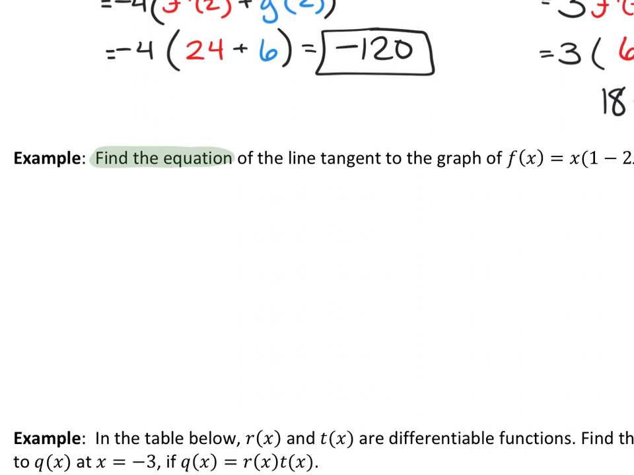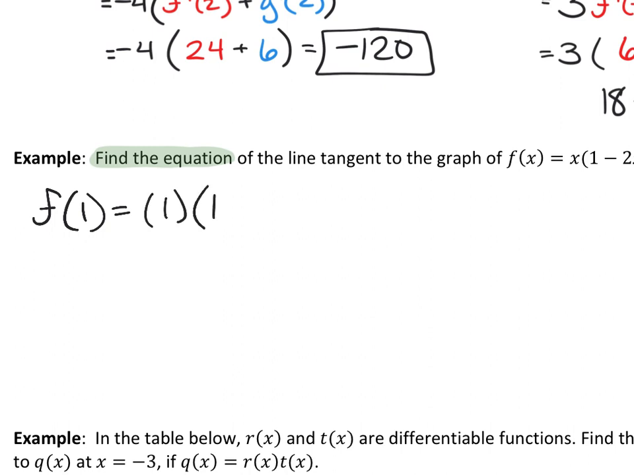Slope. Well, yes, we will need that. I guess it doesn't matter what order we do it in. I was looking for the word point. We're going to find the point, then the slope. Of course, order doesn't really matter, so it doesn't matter how you do this. But we're just going to find f of 1. Why f of 1?